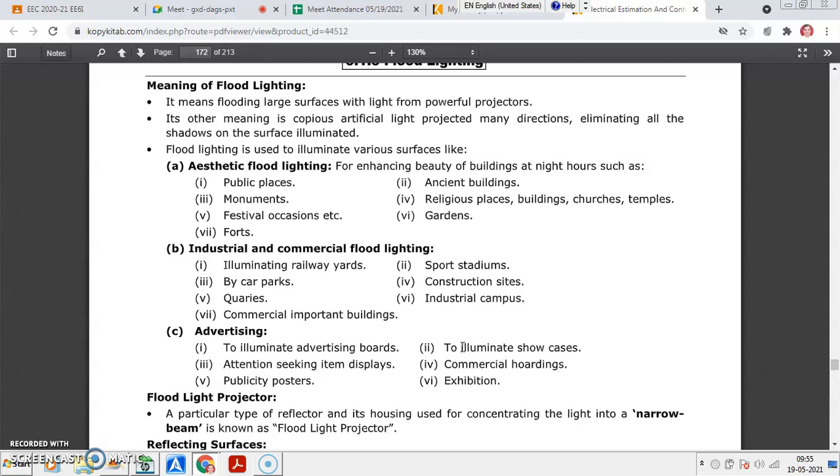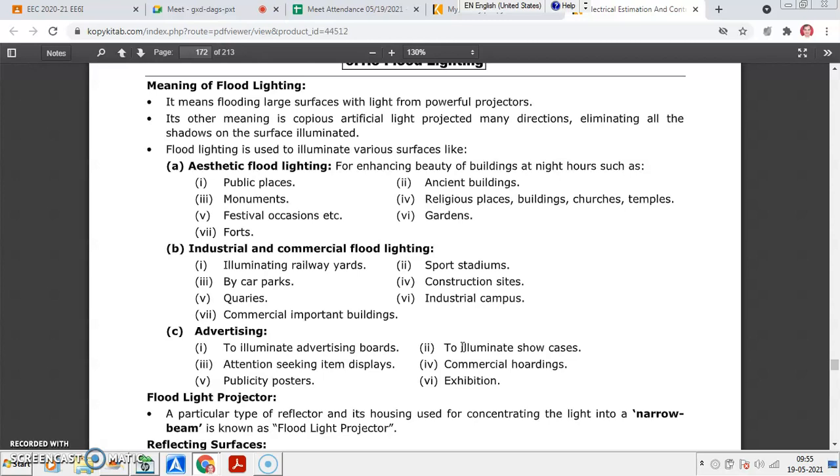You may have big constructional sites. You may have industrial campus. You may have car parks. Especially we are having big car parking in the commercial important buildings. Here also the flood lighting can be provided.